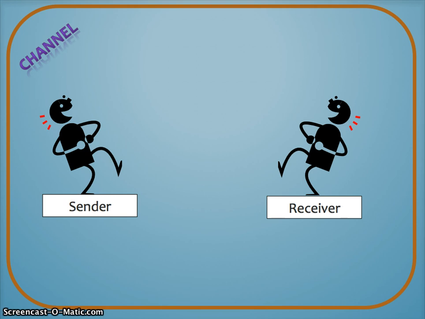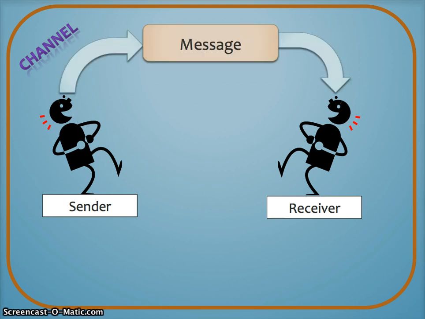Obviously, the next thing then that we need to have is the message. The message is the thing that the sender is saying or communicating to the receiver. That might be an oral message, so something they said with their mouth. It might be a written message, anything like that. Whatever message you're sending, that's going to be what it is.